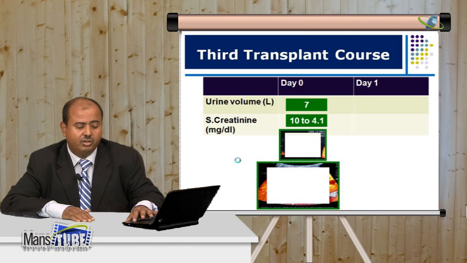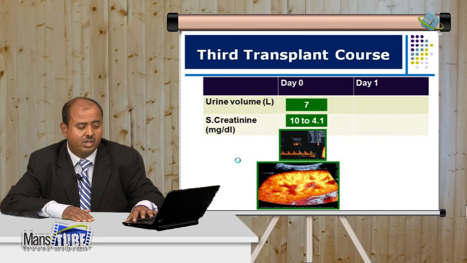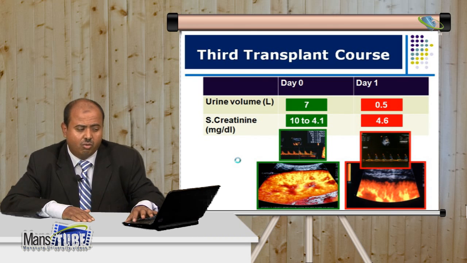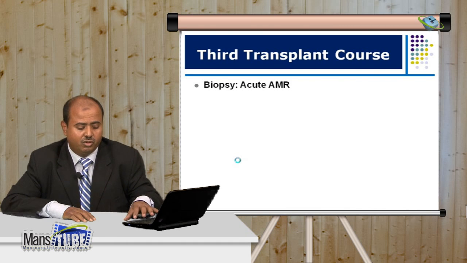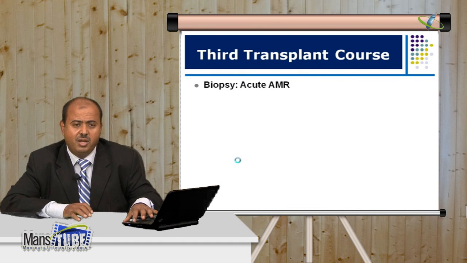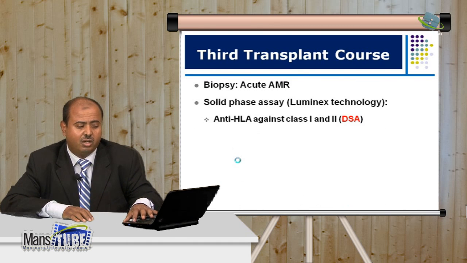After transplantation, there was immediate diuresis, urine output 7 liters, creatinine decreased from 10 to 4.1 with perfect graft perfusion. On the second day there was significant oliguria, 0.5 liter, and creatinine increased from 4.1 to 4.6 with impairment of the graft perfusion. So the decision was immediate treatment of the patient, and doing a biopsy.